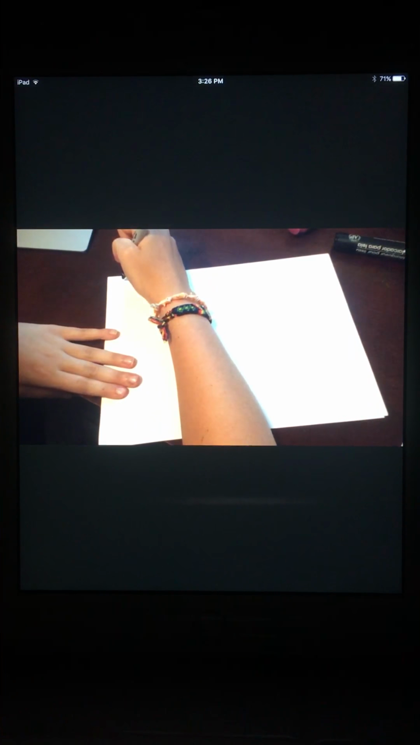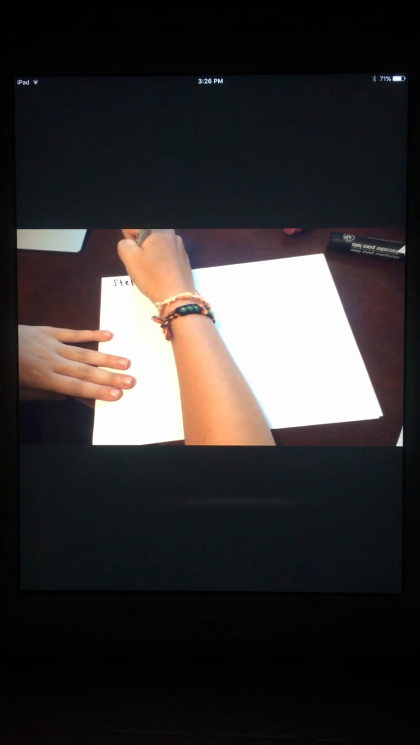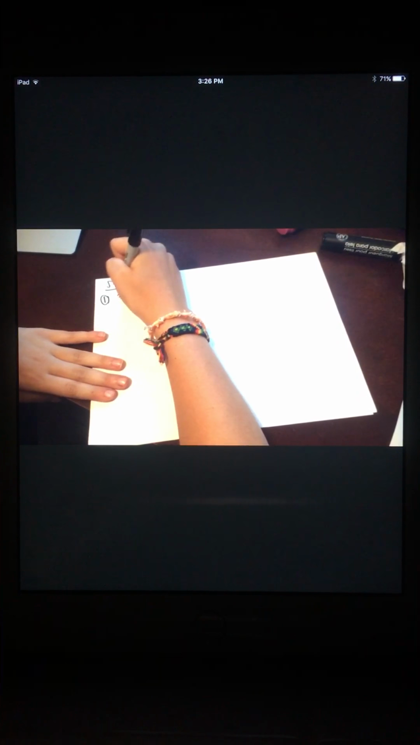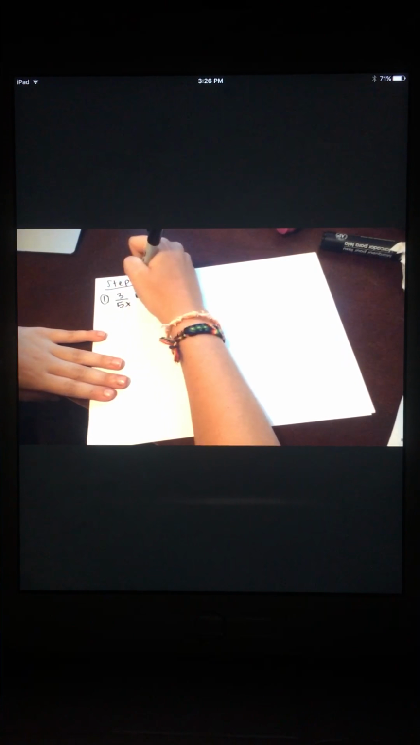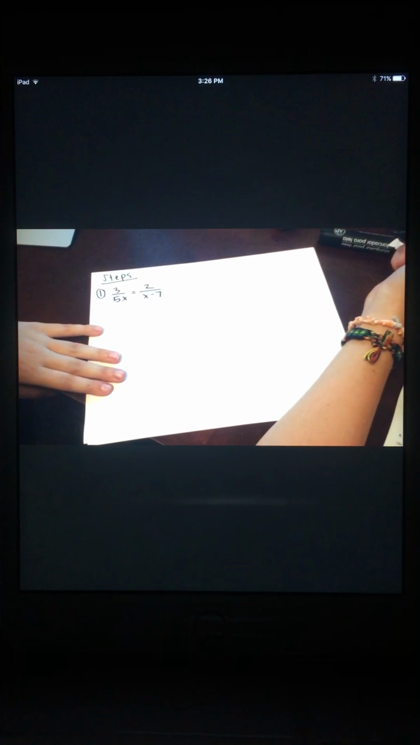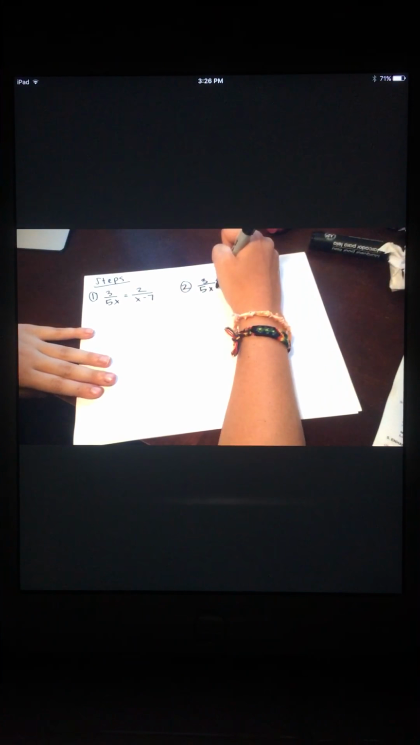So next we're going to do the steps. First step, write out your equation. Next, you are going to multiply the 3 to the x minus 7 to the 5x to the 2.